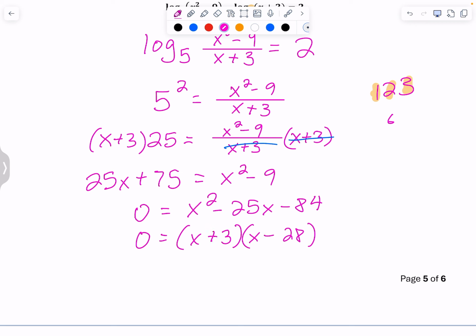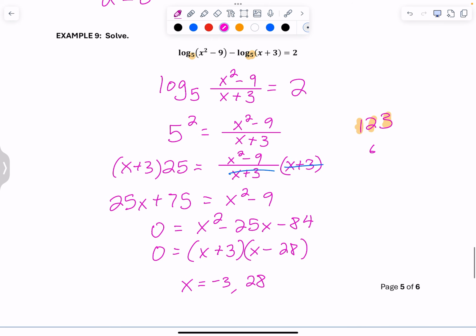Minus with the 28. All right. Zero product property gives me negative 3 and 28. So I just got to check now. Is that going to make anything 0 or negative up top? So I'm just looking inside the parentheses. So if I plug in 3 right there, or negative 3, it's going to make a 0, isn't it? Yeah, so mark out that negative 3.